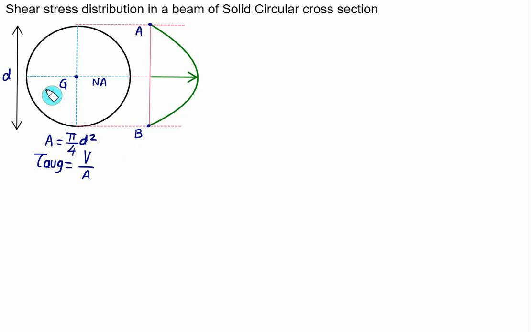Now if you take the y1 value corresponding to the neutral axis, then we get a maximum area. So in this case, the shear stress at the neutral axis is the same as the maximum value of shear stress, and it can be proved here that this shear stress is 4 by 3 of the average shear stress.